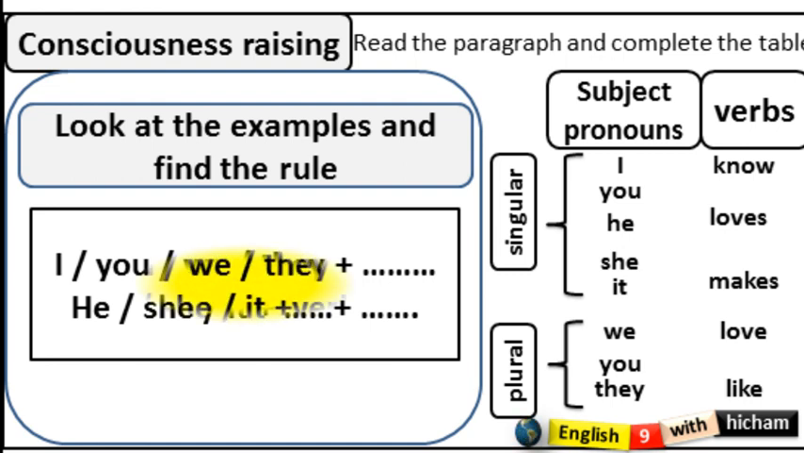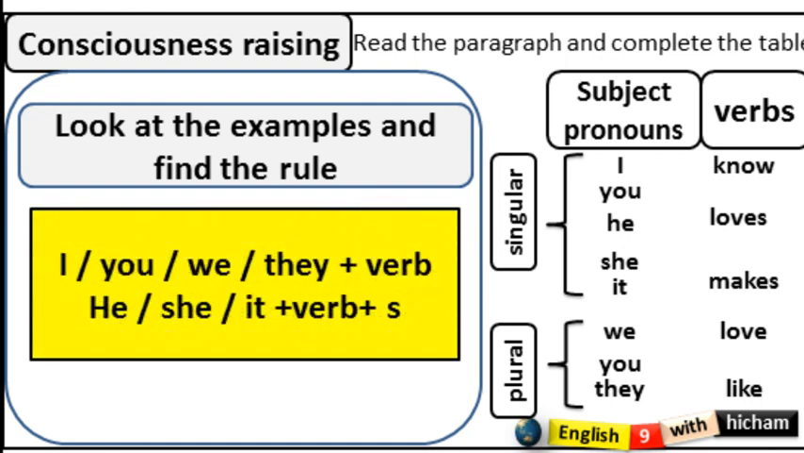So what do you think? So my friends, this is the rule that we have come up with all together. We have I, you, we, and they. They are plus verb, like I know, we love, they like, etc. And then we have he, she, and it, which are plus verb plus s. Look at the examples. He loves and it makes. She works in a hospital. He works in a bank. It makes a lot of noise. It barks a lot. A dog barks a lot at night. So this is the rule of simple present.